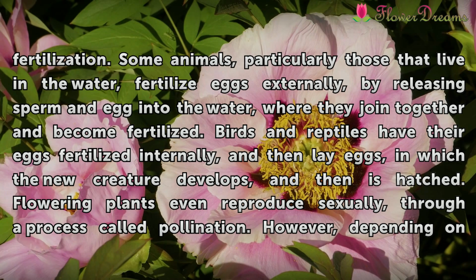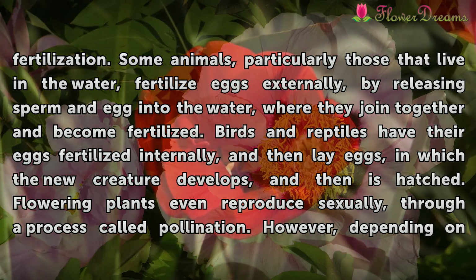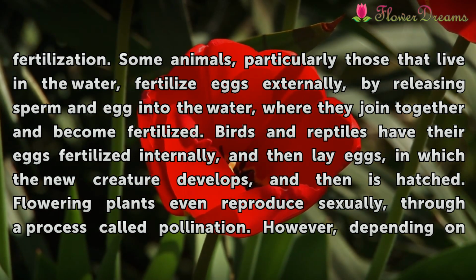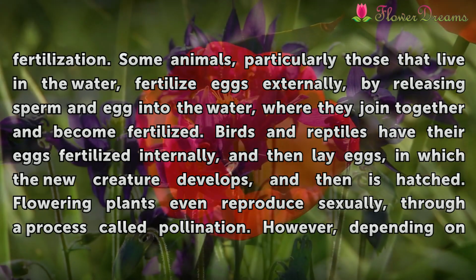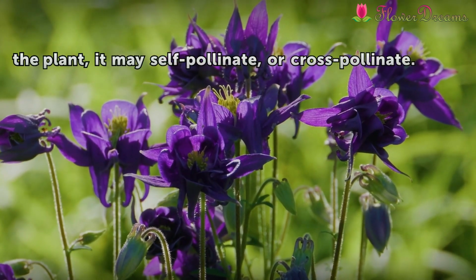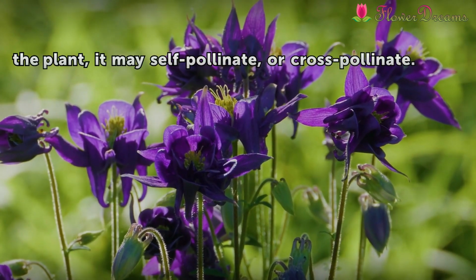Some animals, particularly those that live in the water, fertilize eggs externally, by releasing sperm and egg into the water, where they join together and become fertilized. Birds and reptiles have their eggs fertilized internally, and then lay eggs, in which the new creature develops, and then is hatched. Flowering plants even reproduce sexually, through a process called pollination. However, depending on the plant, it may self-pollinate, or cross-pollinate.